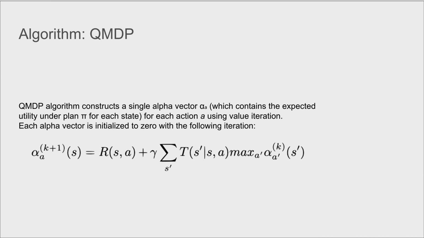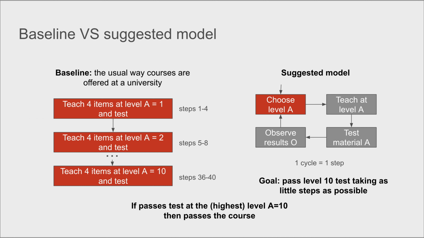And of course, for this we use the QMDP algorithm, which is a variant of the value iteration algorithm, and you can read about it elsewhere. We select a baseline to be the usual way a course is taught at a university. That is, teach one week a certain topic, then move to the next week's topic, and for modeling purposes we assume that each week requires 4 steps. You can think about each step as an element of a course, such as a lecture or section.